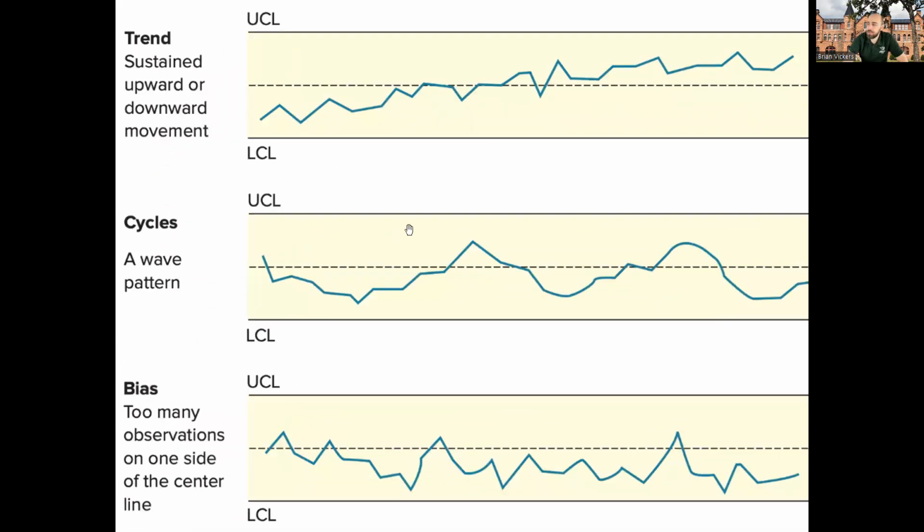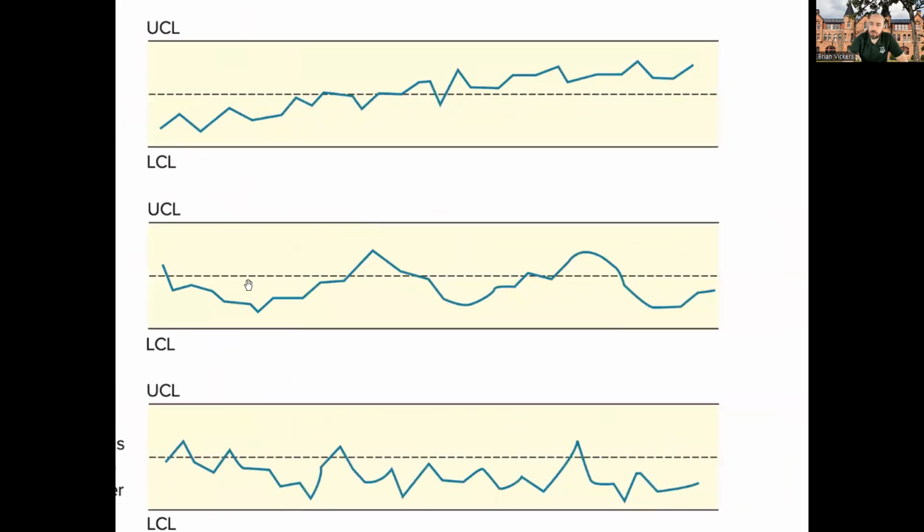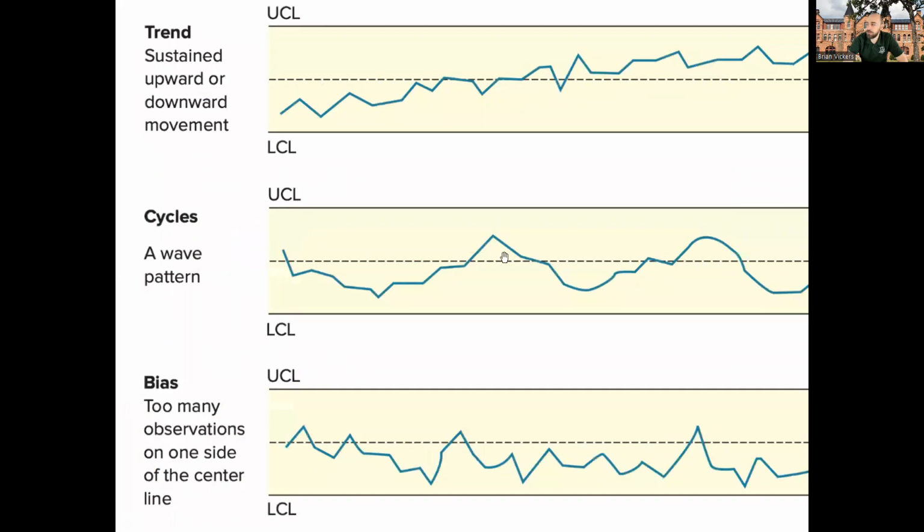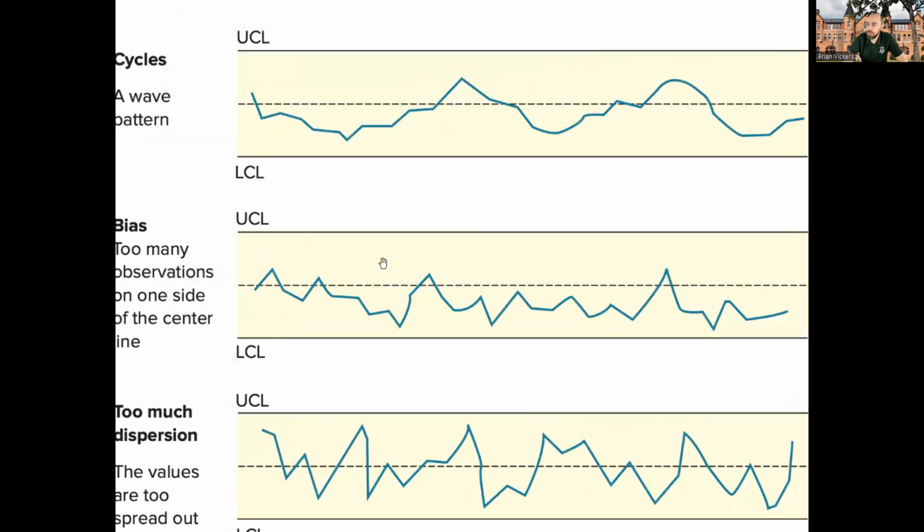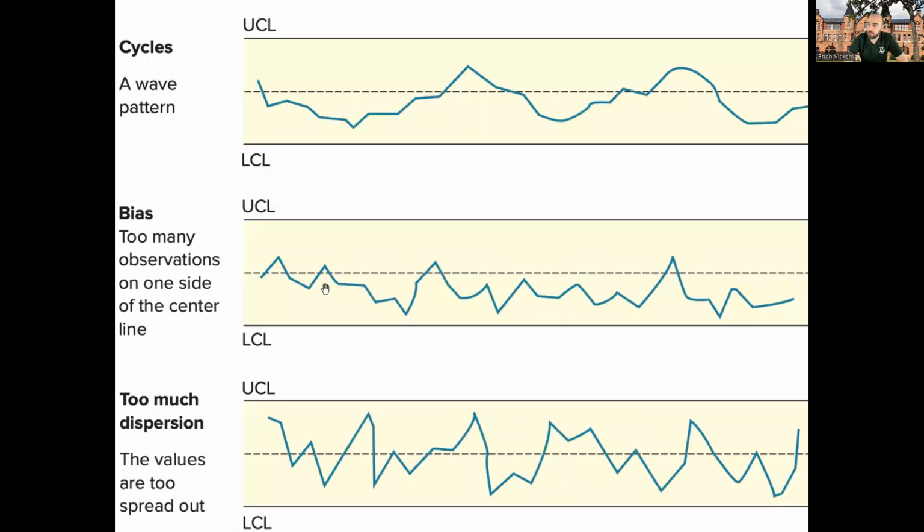Cycles. Cycles is an odd one to see in production, but it could be that this is an employee maybe working on a specific shift, and when that happens, the products get a little bit different because of the way that they control the process. But you can see a wave type pattern where it goes down, then up, then down. Bias would be there's too many observations on one side of that center line. So very similar to a trend, there's something going on and it's causing a lot of low results. So not trending downward, just skewing downward.